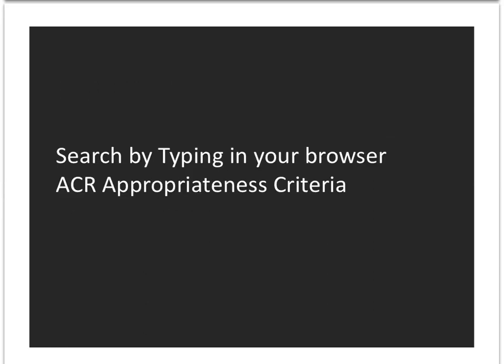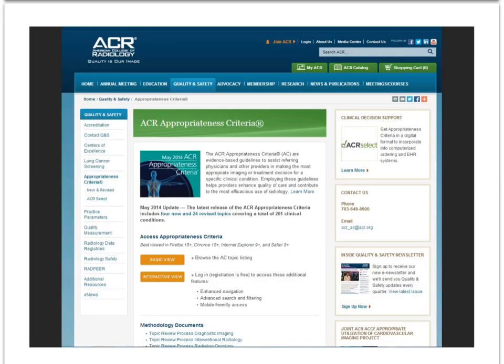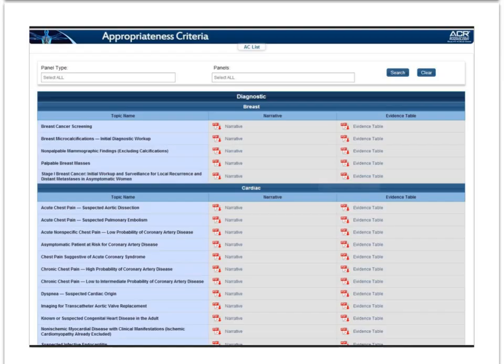To visit the site, enter ACR Appropriateness Criteria in your browser. You'll arrive here, so click on Basic, and that brings you to a list of diagnostic categories beginning with breast, cardiac, and so on in alphabetical order. Under each category heading, there are a number of clinical topics.